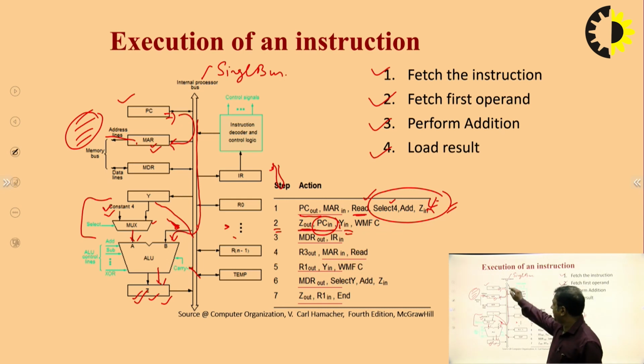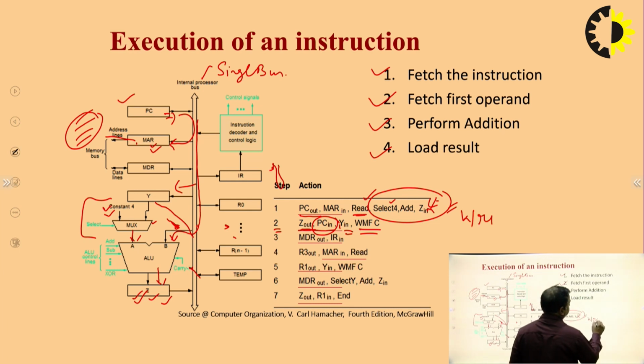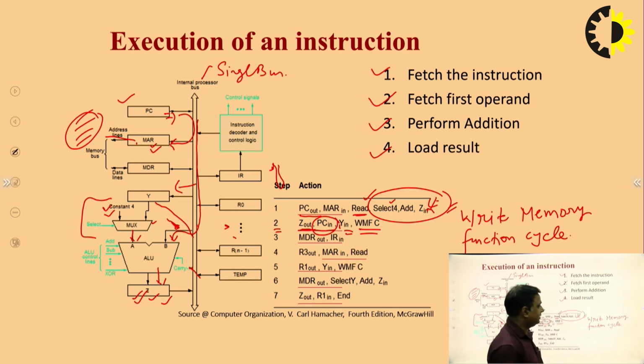Now the updated address has again been transferred into the temporary register Y, because next time again we have to add +4, right? So this has been transferred into Y. Next is WMFC, which stands for Wait for Memory Function Cycle. So one cycle has been completed. That means the program counter has been updated and the instruction has been fetched.